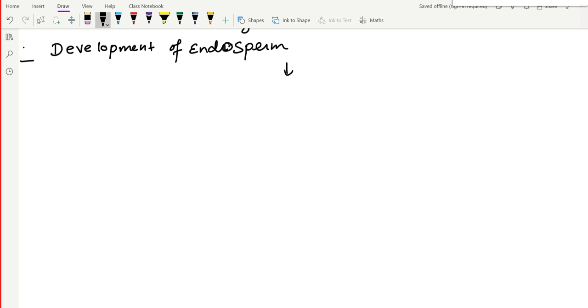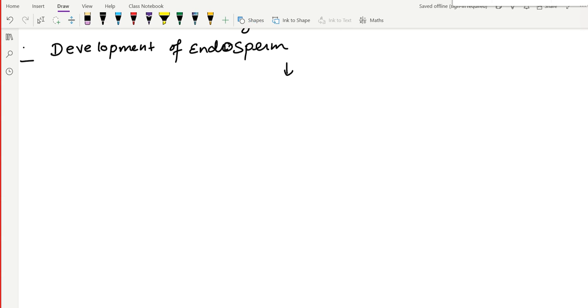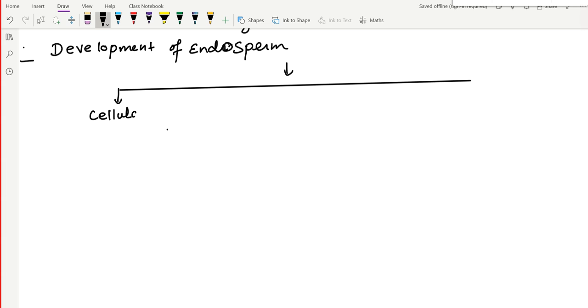Now we have basically two different modes of your particular endosperm development. What are these two different modes? One is called cellular mode and another is called free nuclear mode. Now what happens?